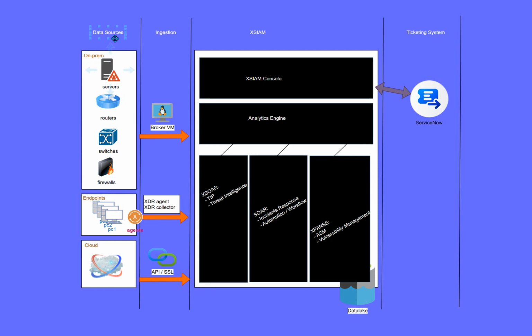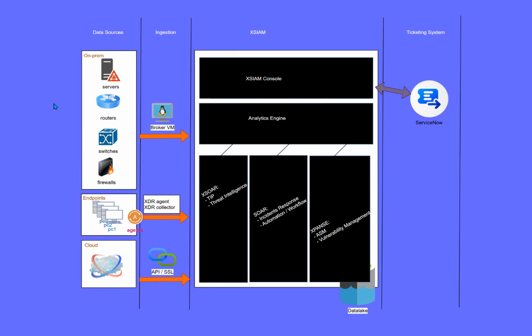you have data sources, and then you have ingestion. Here comes the core XSIAM, and then in the backend you can integrate it with your company's ticketing system. So we're going to go through XSIAM's architecture real quick.